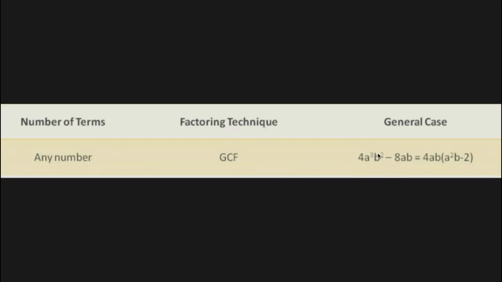We have 4a cubed b squared minus 8ab. So we can take a 4 out of both, an a out of both, and a b out of both. So my GCF is 4ab, and that leaves behind a squared b minus 2.